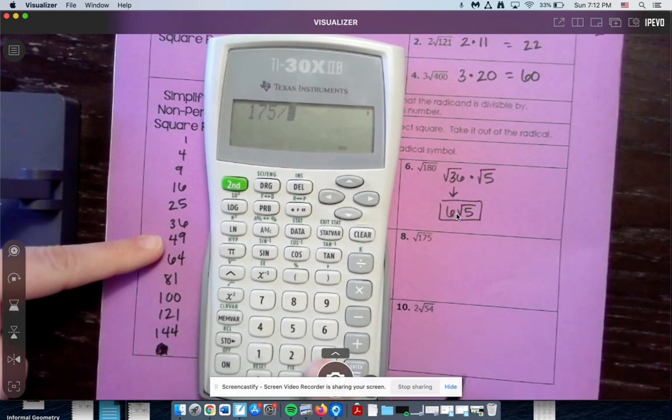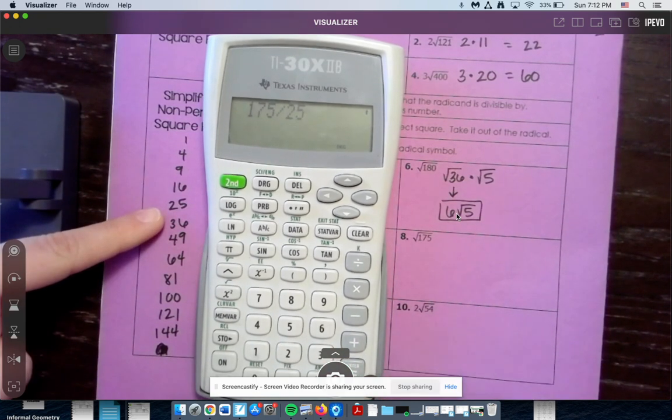And just keep going, you guys. It's just guess and check. 36, also got a decimal. Okay, up to 25. Ooh, finally got a whole number.